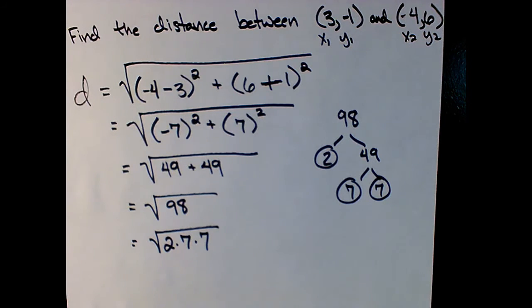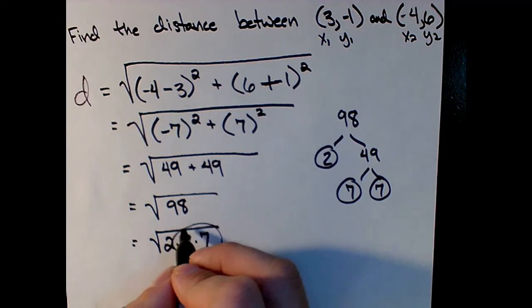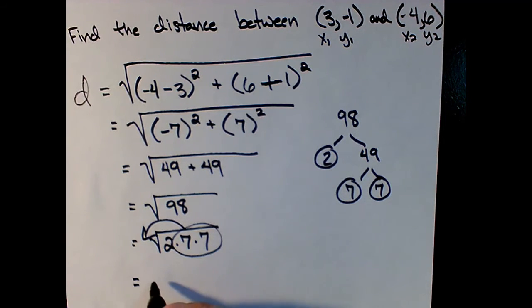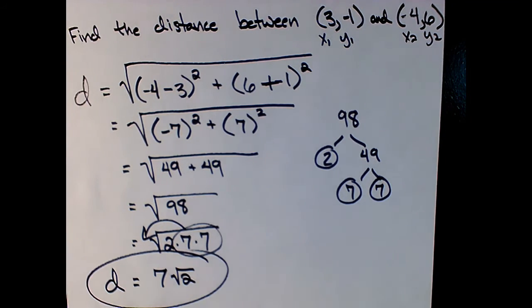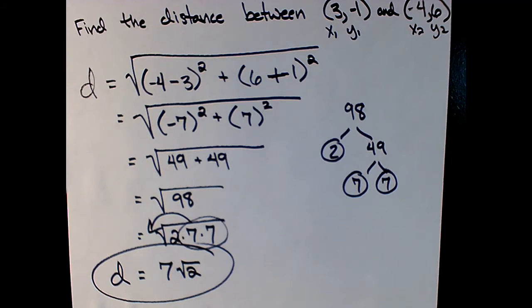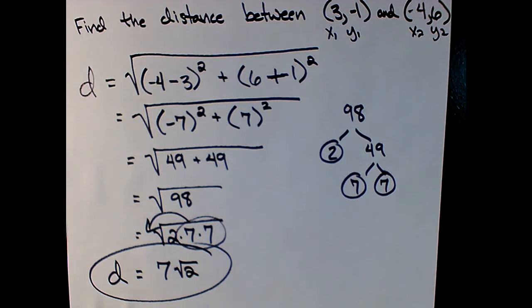The way you simplify a radical is you look for identical pairs. So I have a pair of 7's, bring that out. And my final answer, my distance, is going to end up being 7 times the square root of 2. Or a little under 10, 9 point something, 9.8 or 9.9 if you throw it into your calculator. But again, that's no fun.